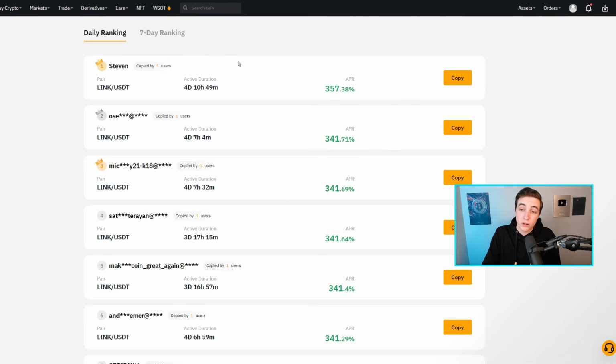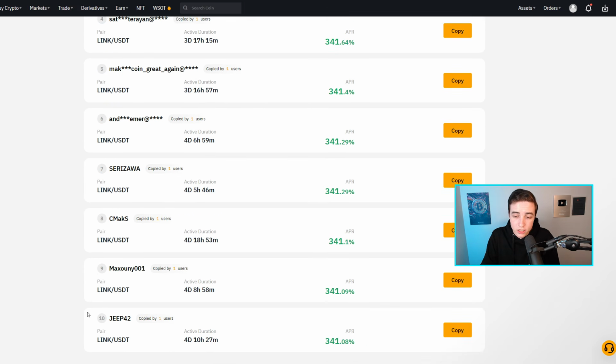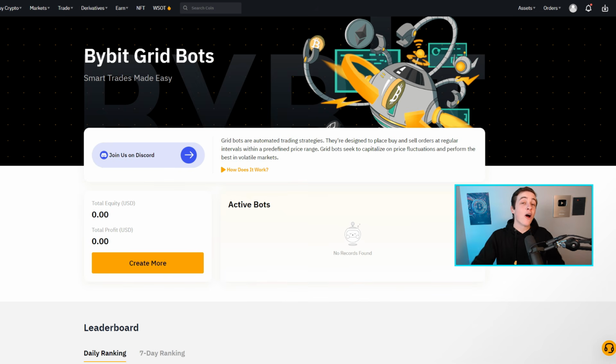And also, just because these other trading bots have given massive returns, that does not tell us what's going to happen in the future, obviously. That just tells us what has happened during the active duration of the bots. So obviously, you can look at these to maybe get some ideas, but personally, I wouldn't just be blindly copying someone else's strategy. But anyway, I hope you found this video useful.